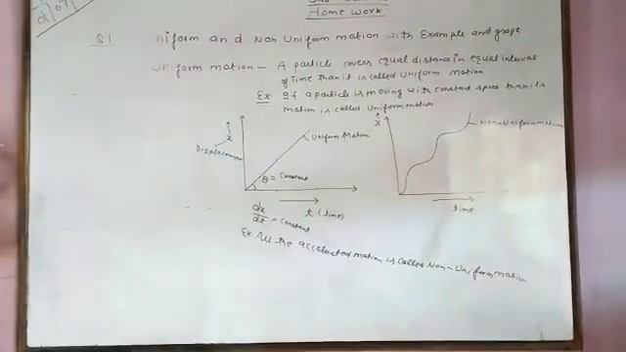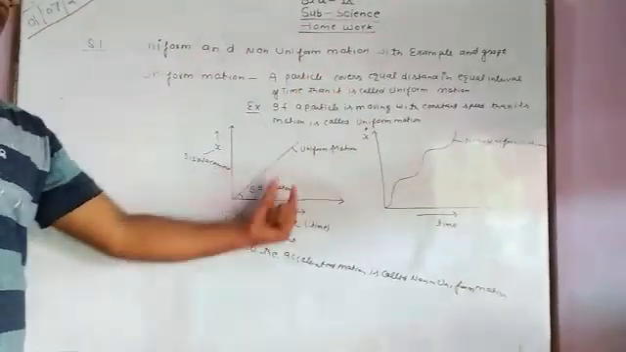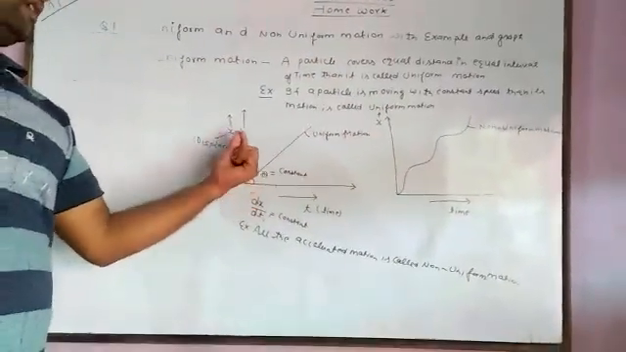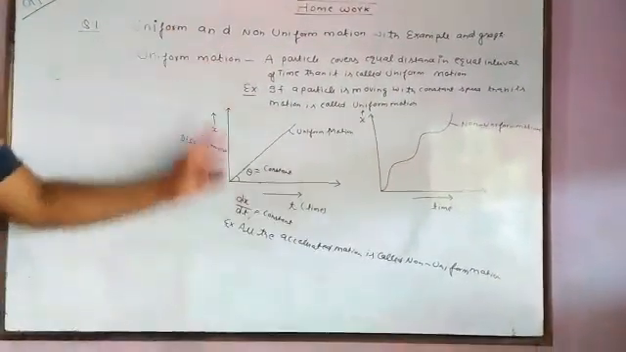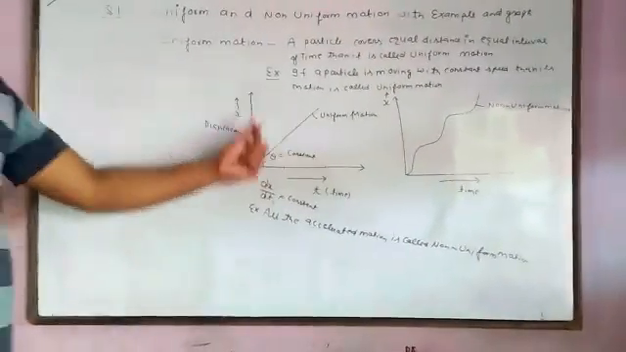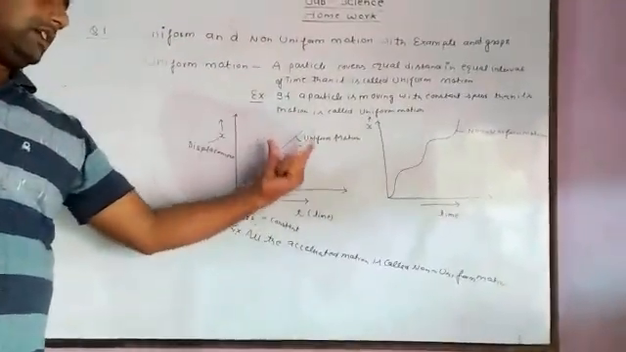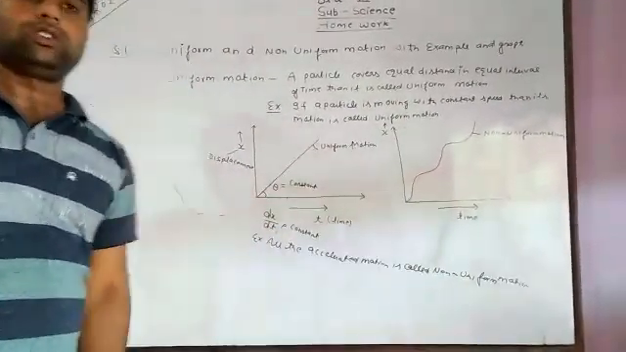So we have to describe with all the basic theories, examples and graphs related to the motion which is called non-uniform motion and the motion which is called uniform motion. There are two types of motion, uniform and non-uniform. Uniform motion is when equal distance is covered in equal intervals of time. If it does not do that, then it is called non-uniform motion.